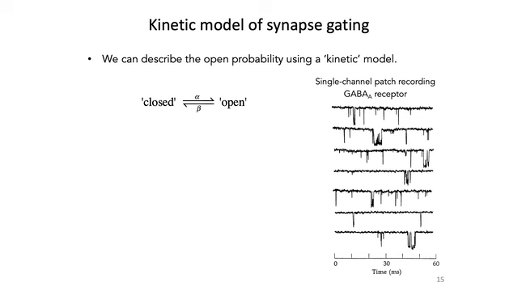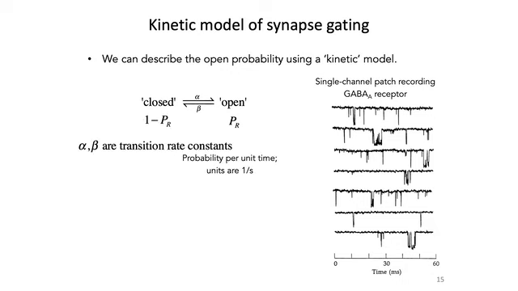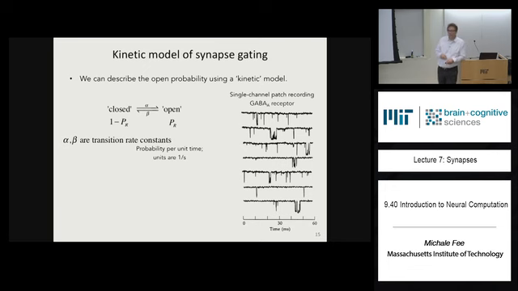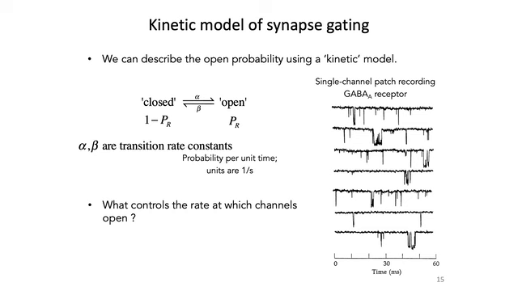Okay, so we can model the neurotransmitter receptors. You write down the probability that it's open, p. The probability that it's closed then has to be 1 minus p. Alpha and beta are rate constants, they have units of 1 over time. And what controls the rate at which the channel is open?